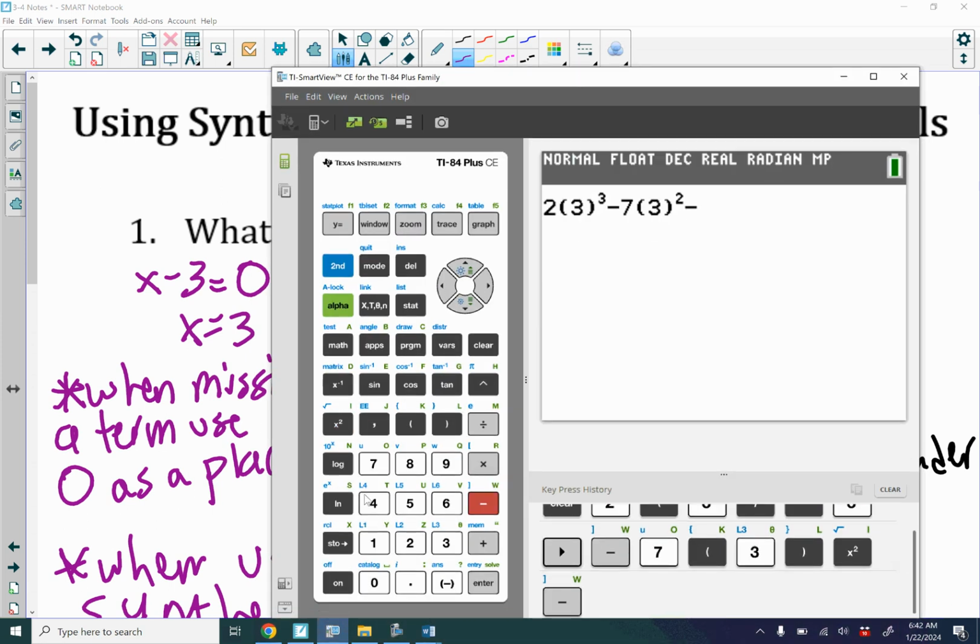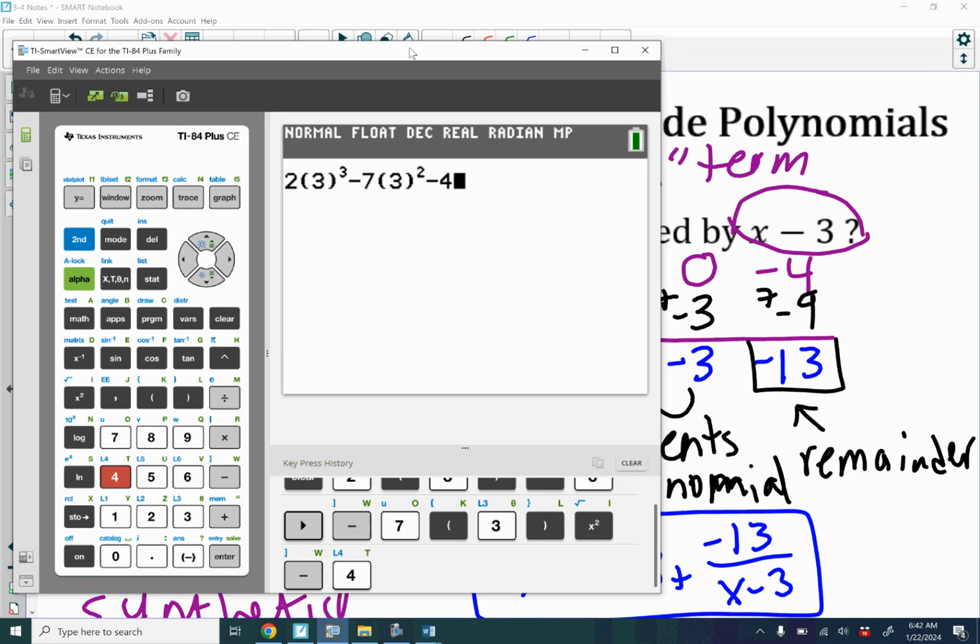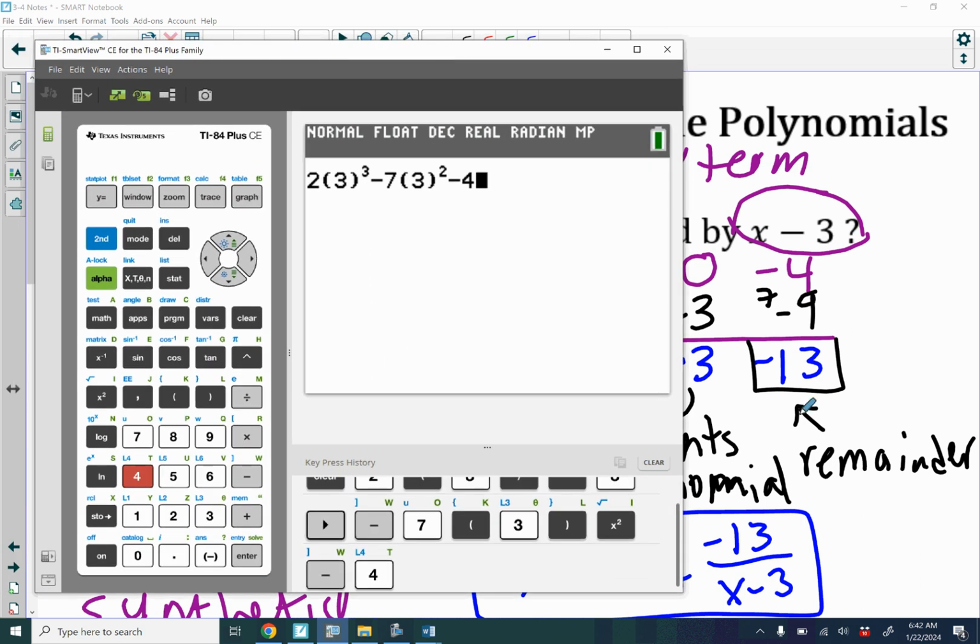So when we used synthetic division, notice that we got negative 13 as a remainder. What the remainder theorem is saying is if I take our value and plug it into the polynomial, then I should get our remainder. Notice we get negative 13. That's our remainder there.